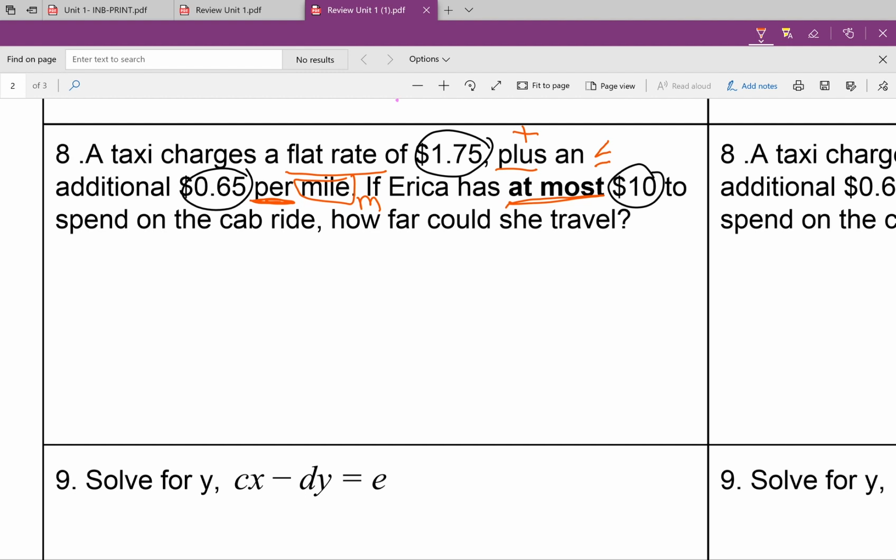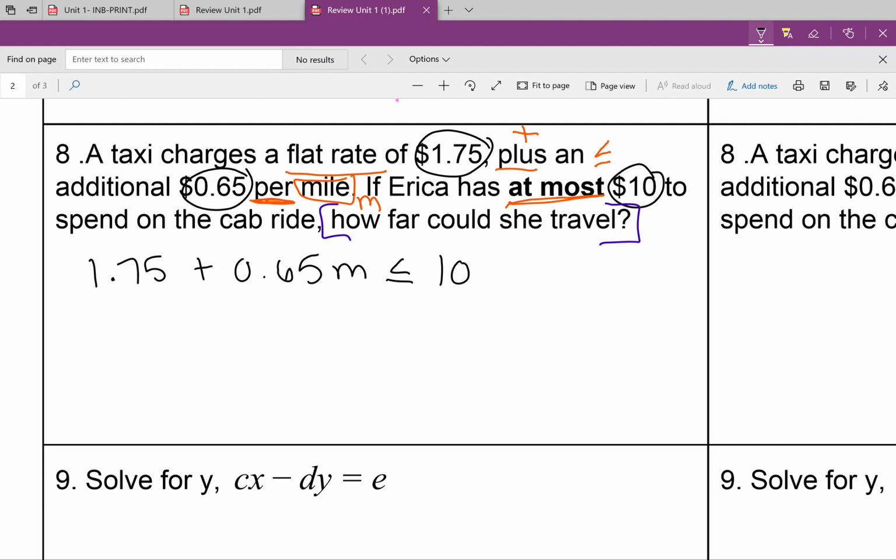So now that we have everything here, we need to figure out what we're trying to find. The question here is, how far can she travel if she only has $10 to spend? So at most, meaning she can spend less than $10, she can spend $10, but she cannot spend more than $10. Okay, so let's go ahead and write that equation. Our equation is going to be 1.75, because that's the flat rate, plus 0.65 M is less than or equal to 10.